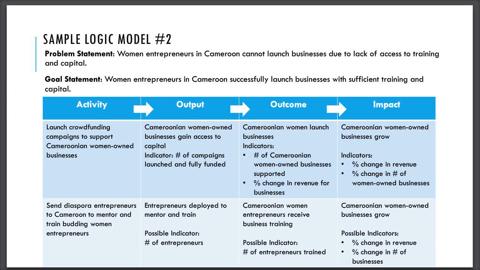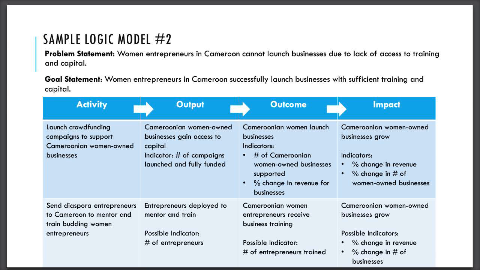So now we're going to talk about the problem of women entrepreneurs in Cameroon cannot launch businesses due to lack of access to training and capital. And a potential goal statement, again, just flipping the problem: women entrepreneurs in Cameroon successfully launch businesses with sufficient training and capital. And so 2 activities that a potential organization could be doing is launching crowdfunding campaigns to support Cameroonian women-owned businesses. Because again, we're focusing here for this problem on women entrepreneurs in Cameroon. So an output of that activity, and again, an output is a tangible product or deliverable resulting from the activity, could be that the women-owned businesses in Cameroon gain access to capital.